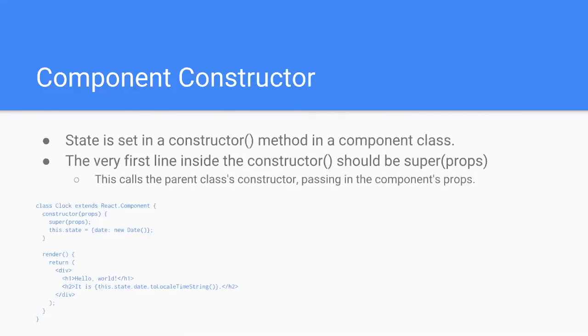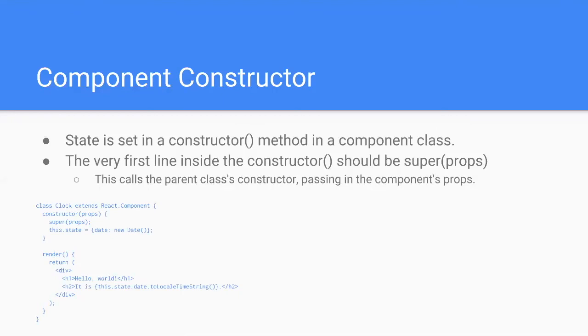So we set state initially in a constructor method of our component. So far, when we've looked at component classes, we only have one method. We have the render method that provides our JSX. Another method that we can use is the constructor method, and it gets called whenever the class is instantiated. So right once a new instance of a component is created, our constructor method gets called.